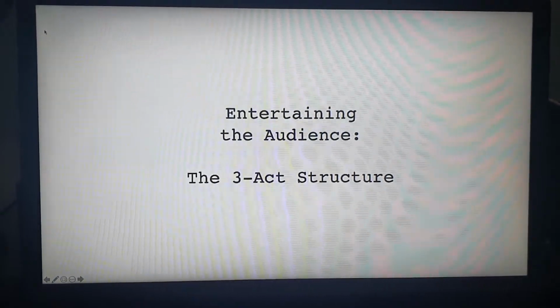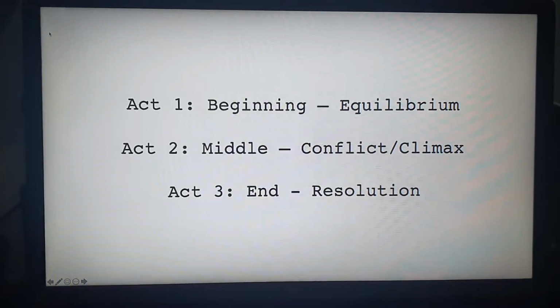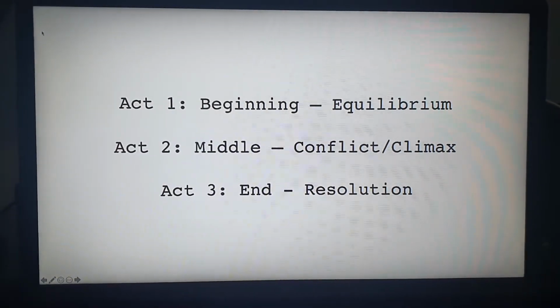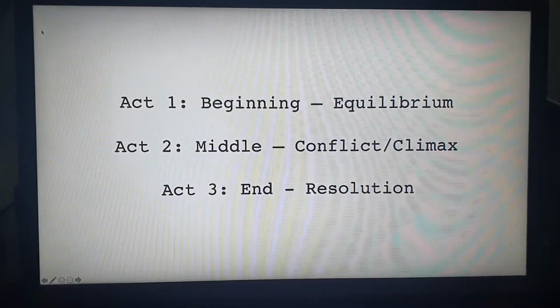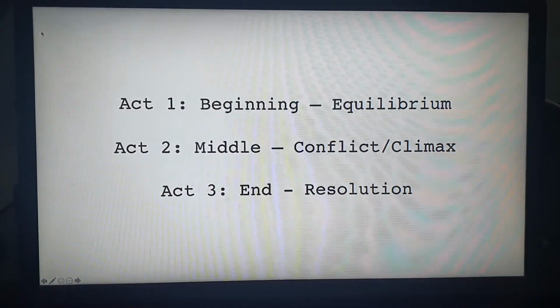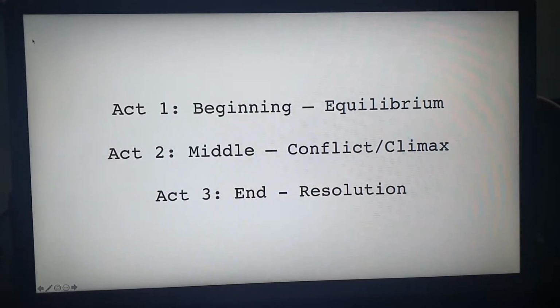And the best way to write your script is through the use of the 3-act structure, which is a very good formula that I'm sure you would have learned in English lessons at some point. So Act 1, the beginning of the film, is the equilibrium. That's when everything's okay. And at the end of this act is when we are presented with a problem, which leads us into the conflict, which is also where the climax happens.